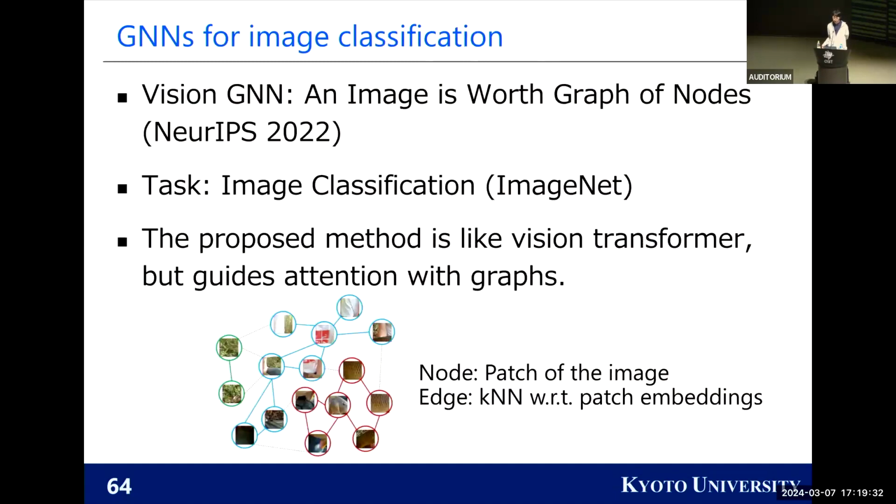And also we can use GNNs to classify images. This paper, Vision GNN: An Image is Worth Graph of Nodes, tackles this problem. And the task is standard image classification using ImageNet. And the proposed method is like a vision transformer, but graphs guide the attention using graph neural networks. The input graph is one where nodes are parts of the image, and we use a k-nearest neighbor relation as edges, the k-nearest neighbors with respect to patch embeddings. So we can think of this as a variant of the vision transformer.